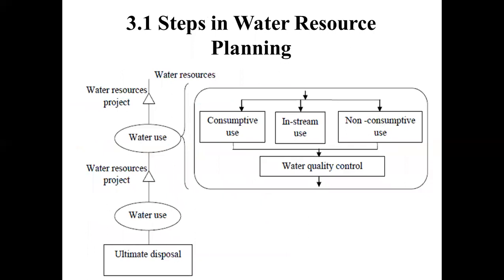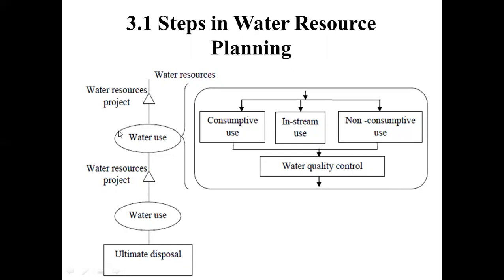Okay, if you want, you can check it here. In this steps in water resource planning, you can see first the water resource project. From the water resource project, water is sent to the water use. Again, whatever water is available here is sent back to the water resource project, treated there, and sent back to water use. And finally, when water cannot be used, it goes for the ultimate disposal.